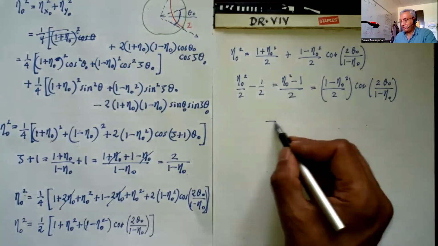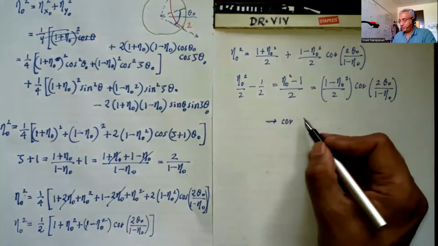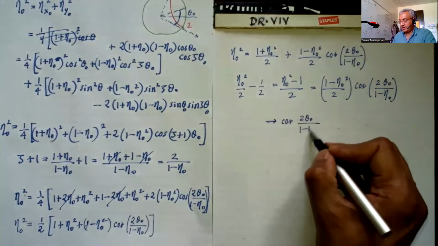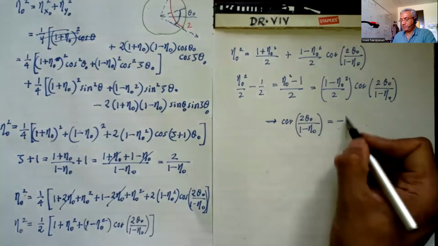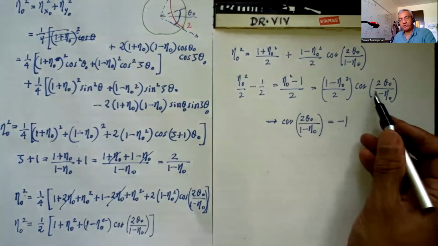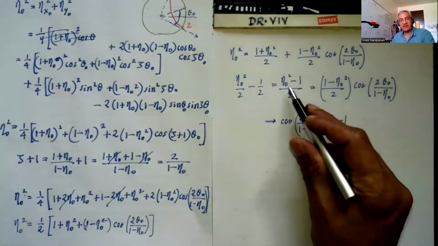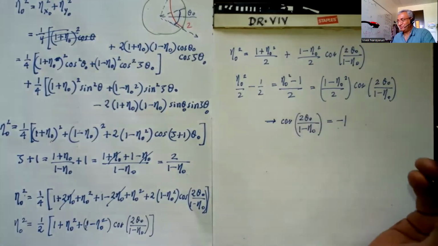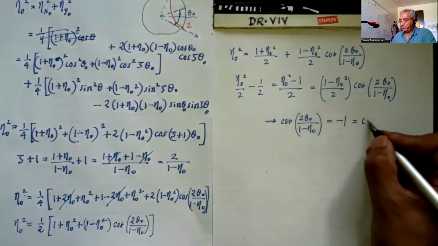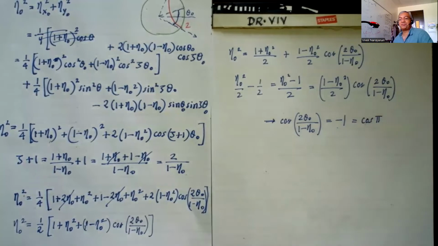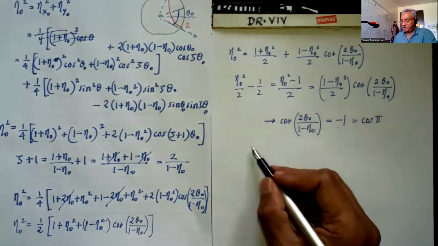So that tells you that cosine of 2 theta naught over 1 minus eta naught must be equal to minus 1, because only if you have that equal to minus 1 will it flip the sign and give you the left-hand side. So it's as beautiful as that. Minus 1 is also known as cosine of 180 degrees. So we can actually solve this equation quite simply.